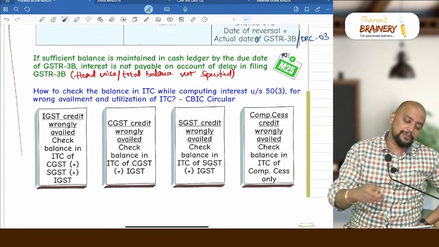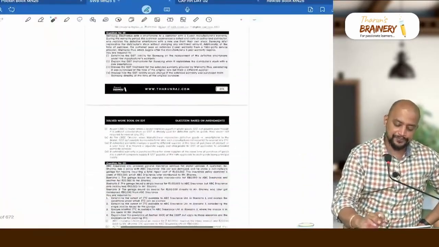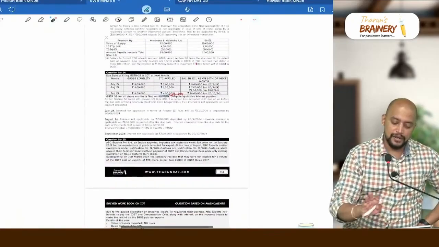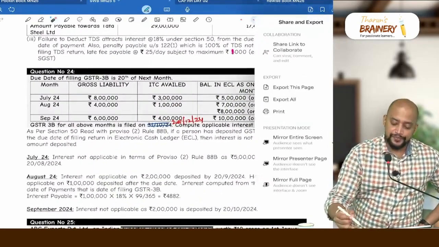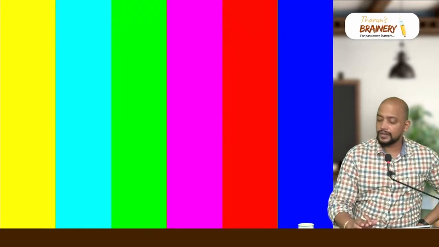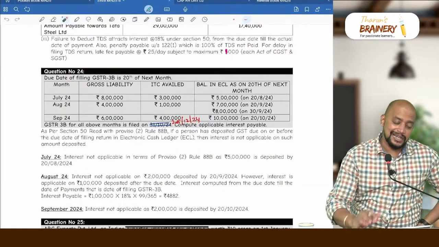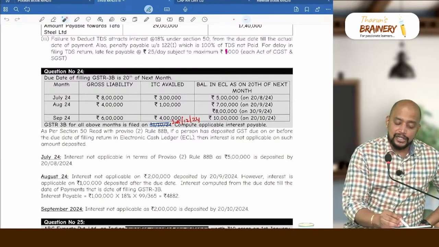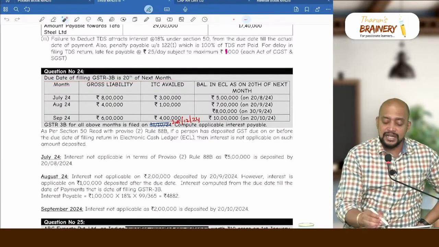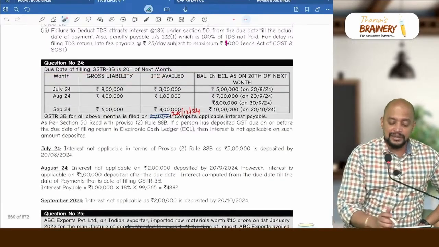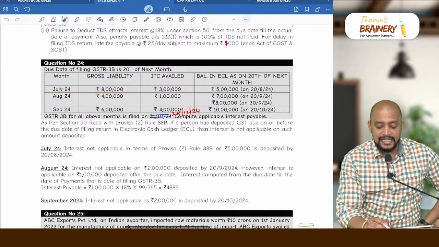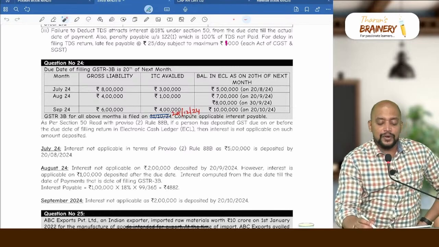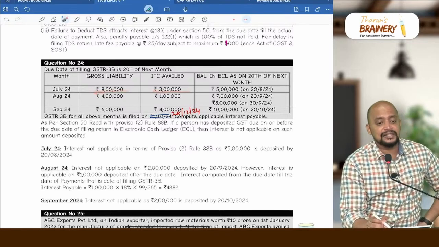So for that purpose I have given one question, so have a look into this question, question number 24. If you have solved the workbook, you can see the due date of filing GSTR 3B is 20th of next month. Month is July 2024. My gross liability is 8 lakhs, ITC availed is 3 lakhs, and what is the net liability? 8 minus 3, 5 lakhs.